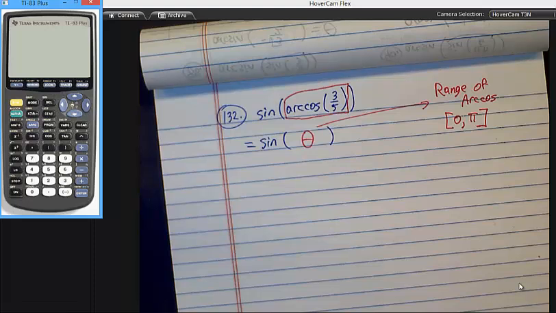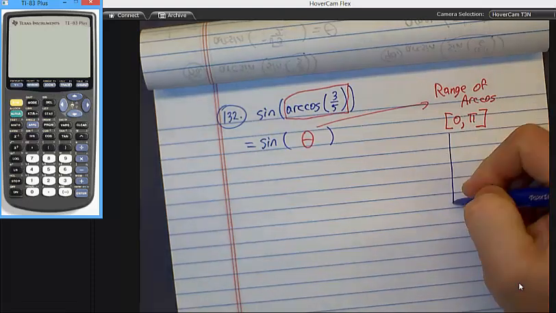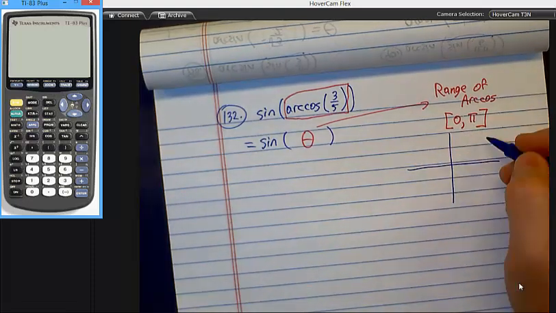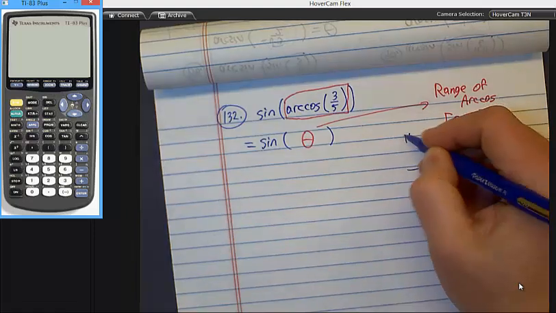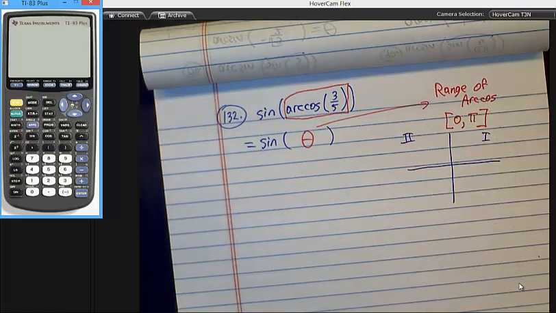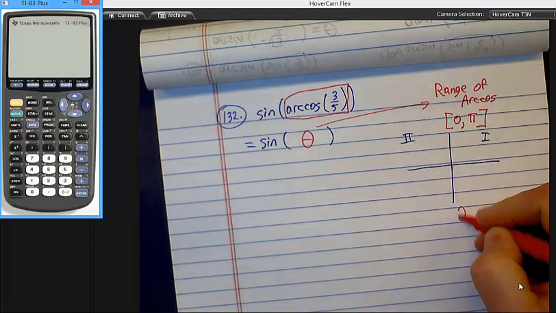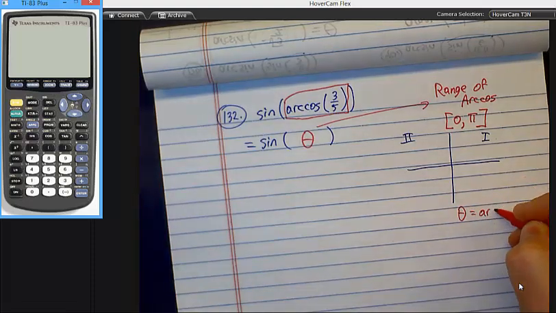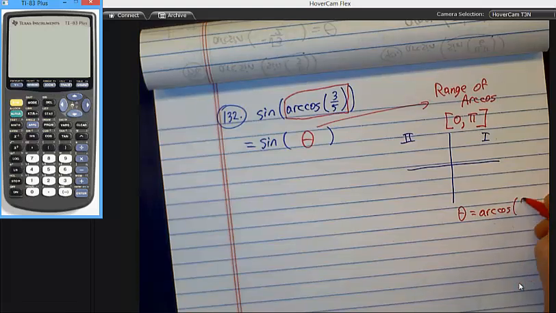So actually what I would like to do is draw a picture of theta. I know I'm either in quadrant 1 or 2. Can you tell me which of those two quadrants I'm in? Here's a hint. We just said that theta is the arc cosine of 3/5.